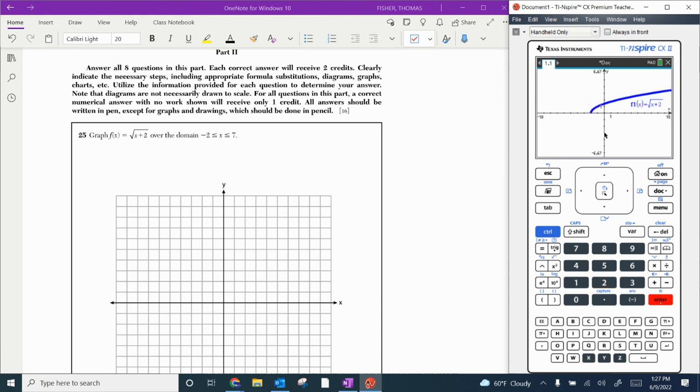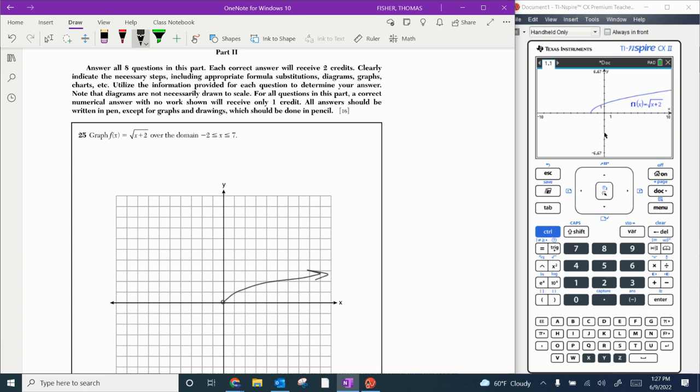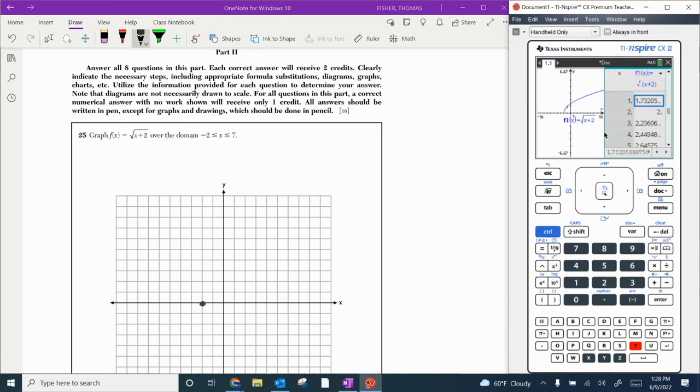So as you'll see there, it normally starts here and goes like that. But instead, because of the left 2 transformation, it's going to start at negative 2, 0, which if you do Control T, you will see that. At negative 2 is 0. There's nothing else after that. I'm going to do only the easy points here. Negative 1 is 1.